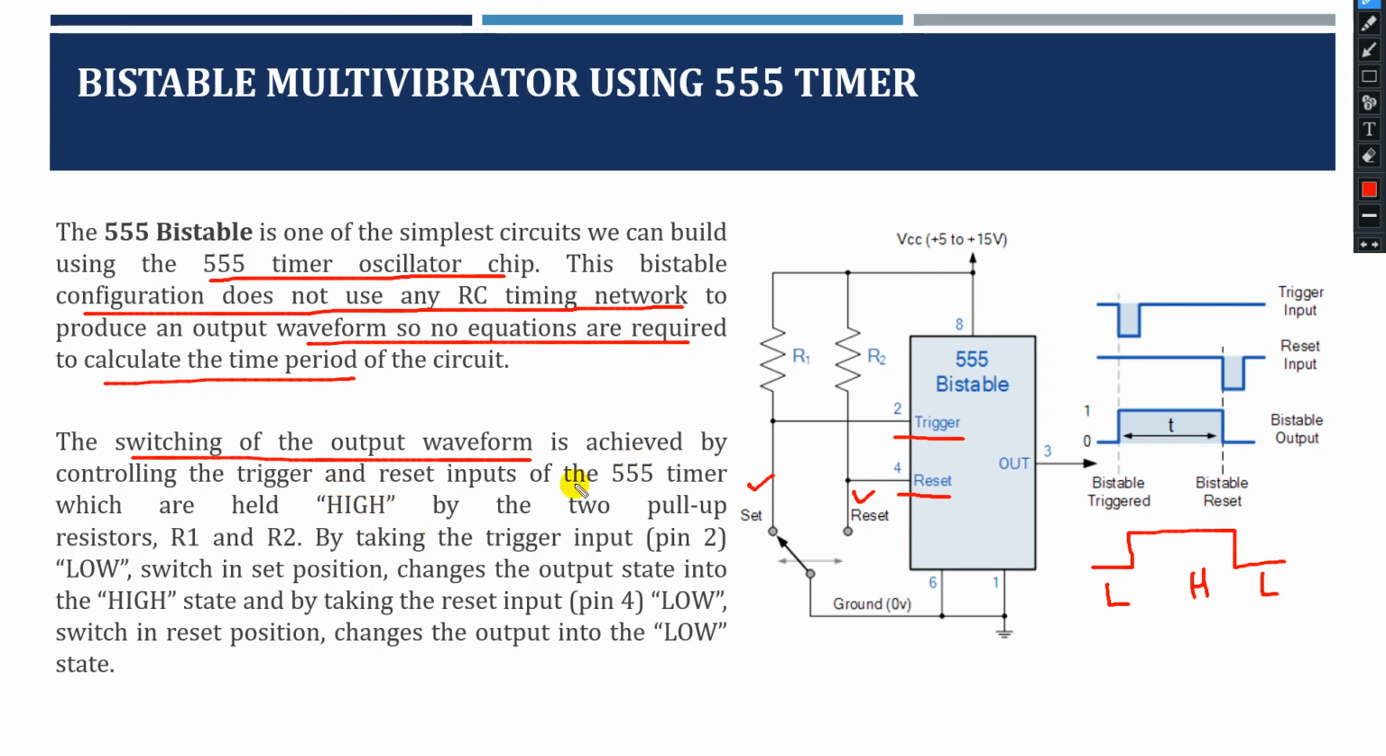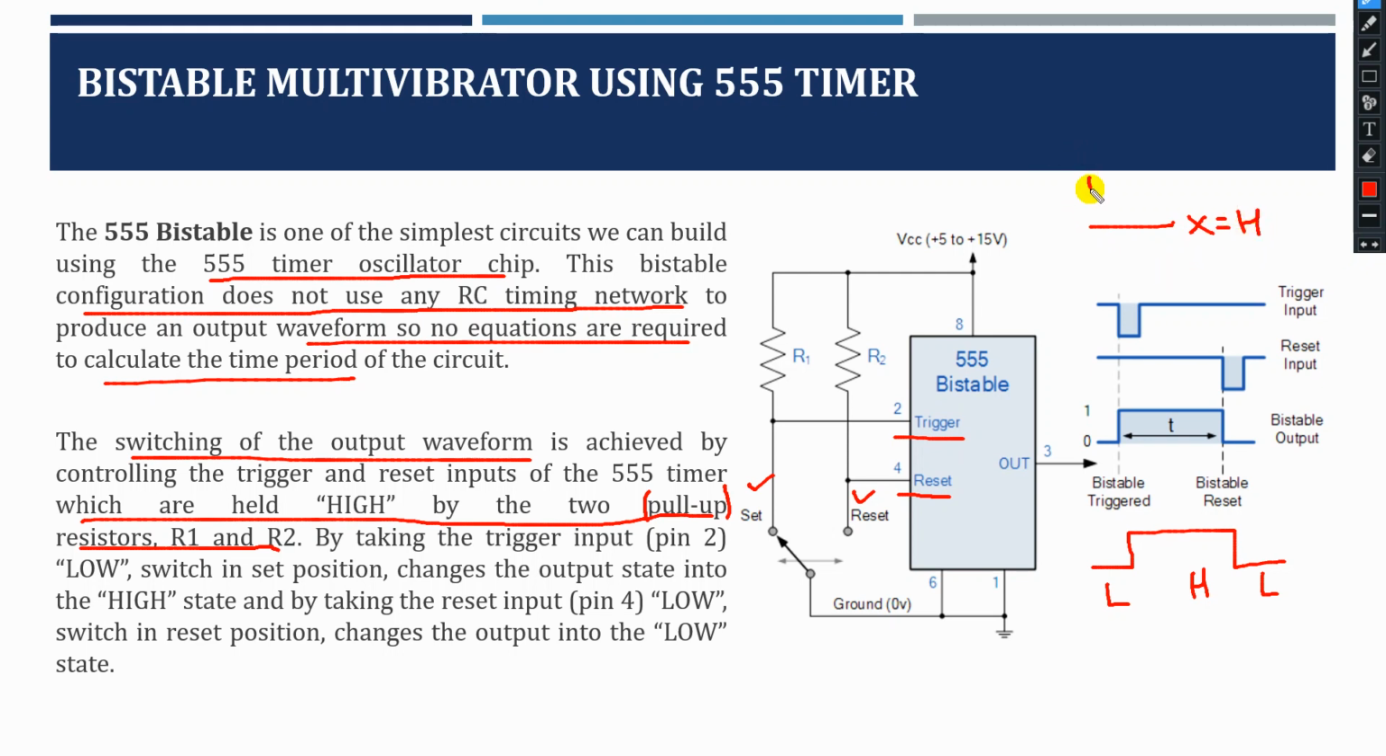Okay. After which are held high by two pull-up resistors R1 and R2. Okay, the question is, what is this pull-up resistor? A pull-up resistor is something like, if I want to keep a particular line high always, I'll call it a pull-up resistor. Let us take this X point where I need to keep this voltage always high.